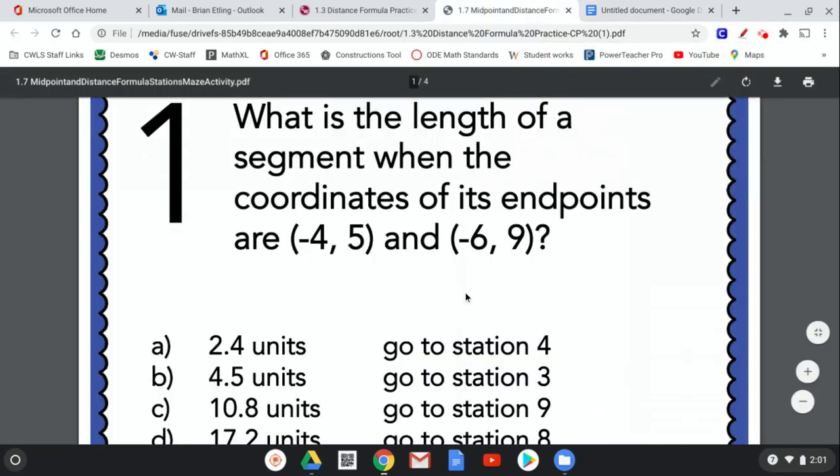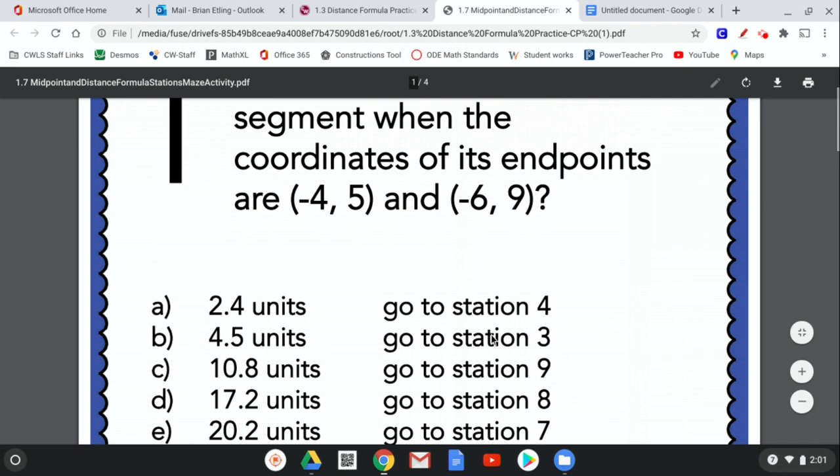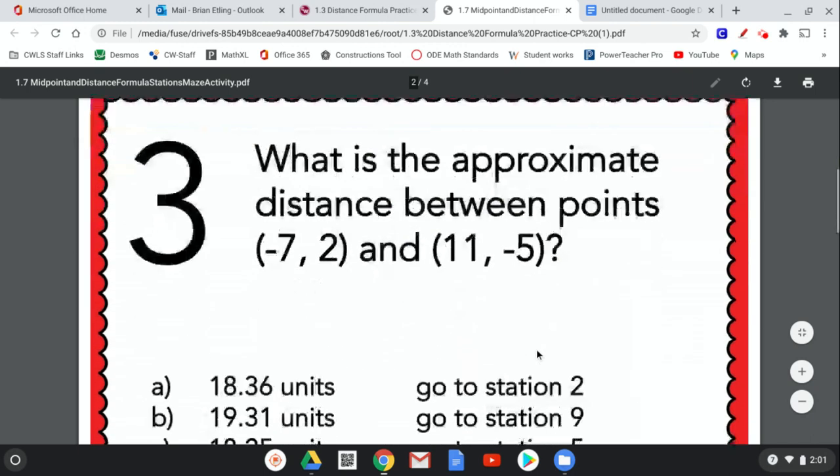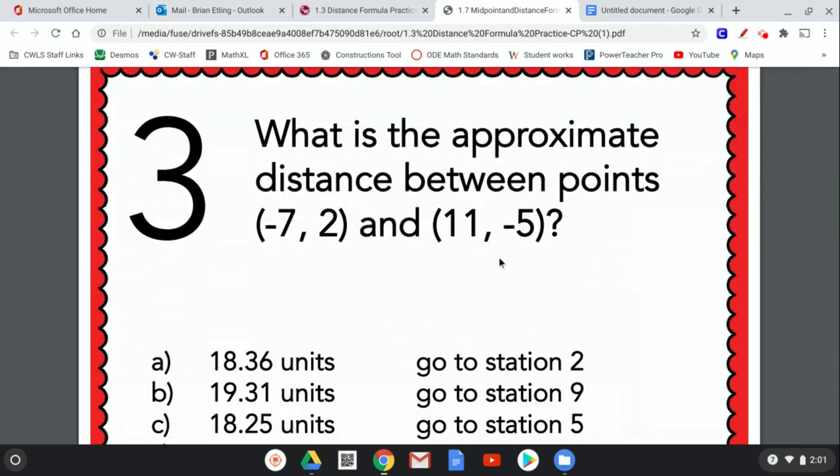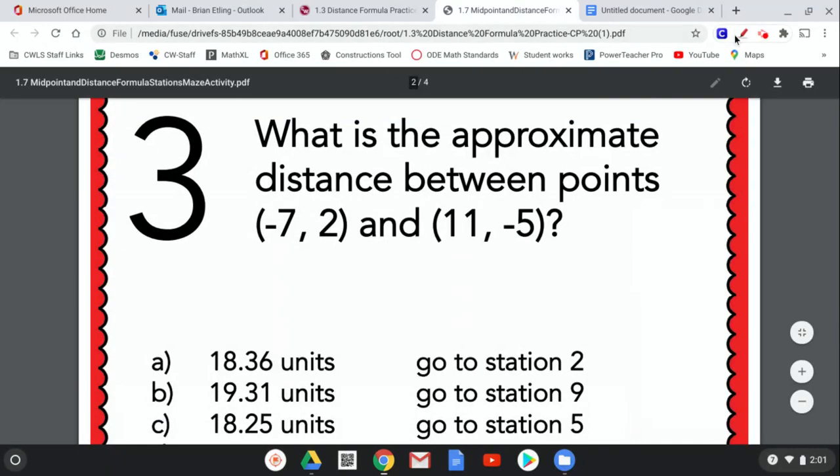So that's where if I go back to this slide, I got 4.5, go to station 3. Now you guys can pick up with station 3 and solve this problem. If you have any more questions, just let me know. I'll be around to help you guys.